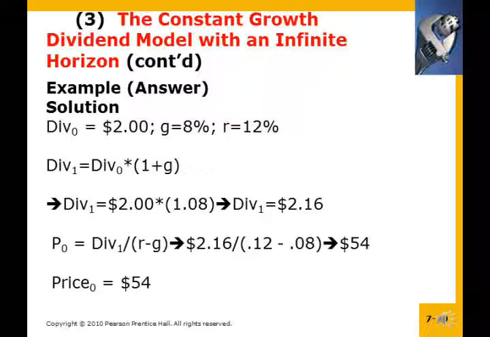Then you have to apply the rule, which is dividend 1 divided by r minus g. Dividend 1, as you have calculated it, equal to 2.16, and r equal 12, g equal 8%. So P note or present value equal 2.16 divided by 0.12 minus 0.08. And the answer will be $54. So the price or the present value of stock given all this information is $54.